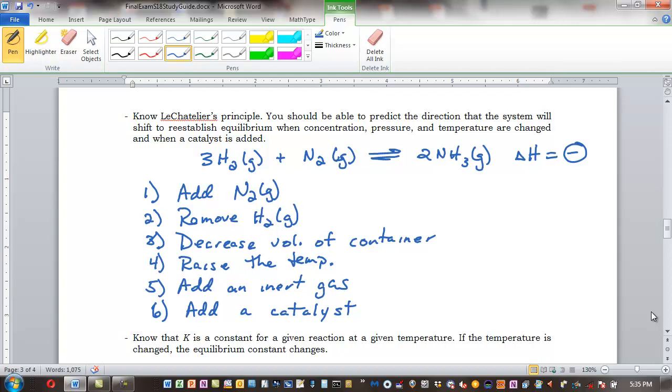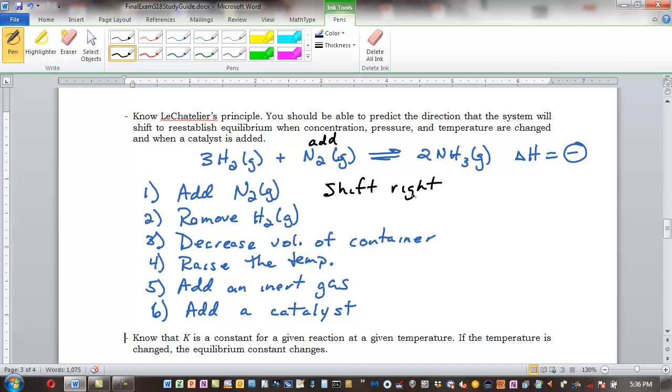Okay? So the first one, we're going to add some N2. We're going to add some of that reactant. Which way will it shift? By adding N2, it will no longer be at equilibrium. It's going to shift one way to reestablish. Which way? Right. It's going to shift right. Le Chatelier says if a stress is applied to a system at equilibrium, it's going to shift to partially offset the stress. So the stress in this case is changing the concentration of our reactant. It's going to shift to remove some of that reactant, so it's going to shift to product, shift right.